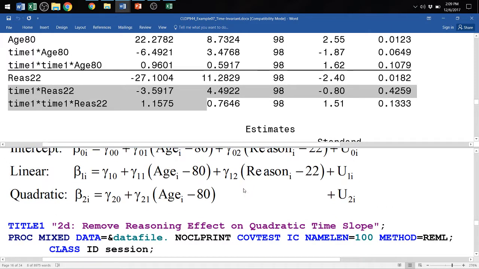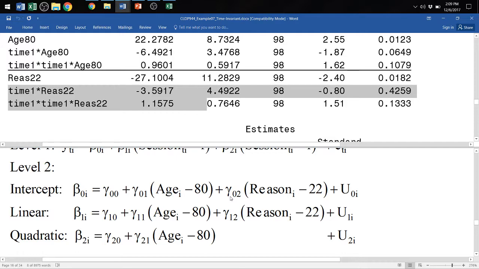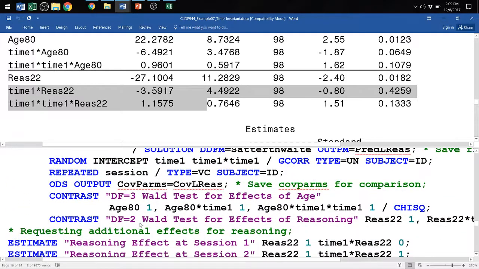So I take it out. Here's my equation at level 2 on the bottom. This is something that I tend to do that I don't know that everyone does, but I do it because it makes it easy to see what's missing. I try to keep the spacing consistent. So you can tell that all three of the random effects are there, but that there's not an effect of reasoning on the quadratic. It makes it readily more apparent than if you just had a pile of equations. But that's my own convention.